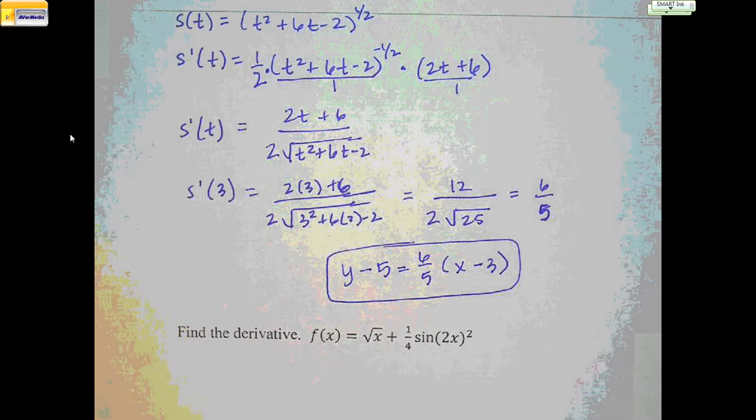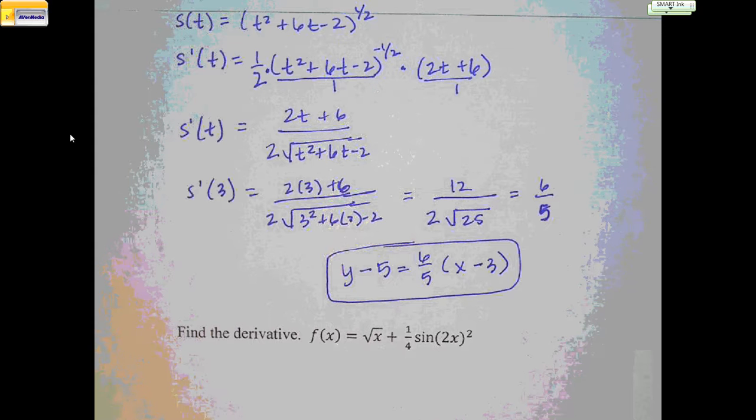Questions on that one? Something like that, I could see me putting that on a test or a quiz, which is Thursday. I mean, that's not too rough. That's something everybody can do. Yeah. Moving down.